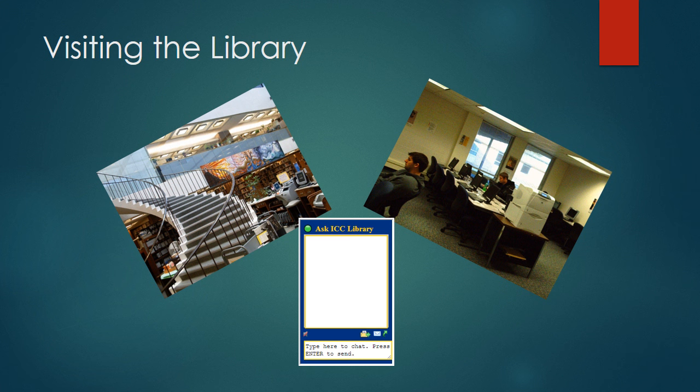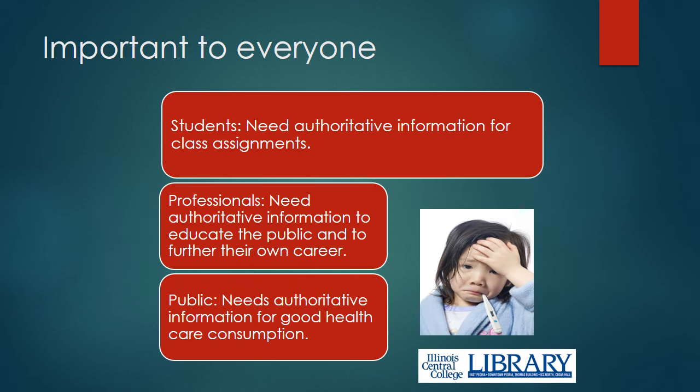The library is the first place to look for the authoritative information you need to write a paper or create a presentation. As students in a college, you are required to write papers that are supported by authoritative information. When you present information that is authoritative and credible in the workplace, you'll be perceived as a professional.